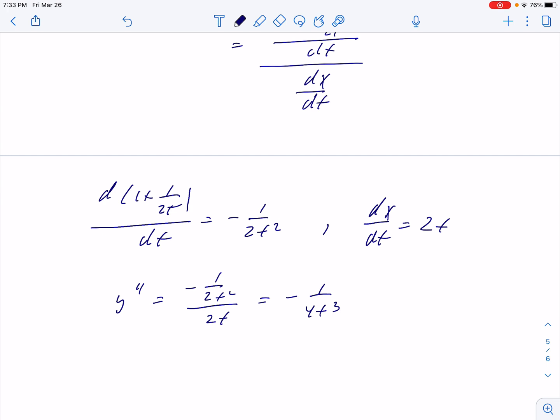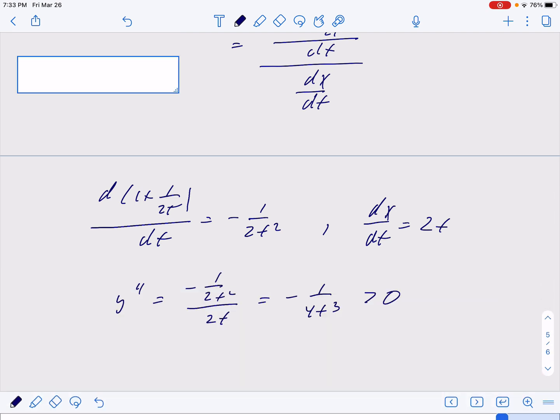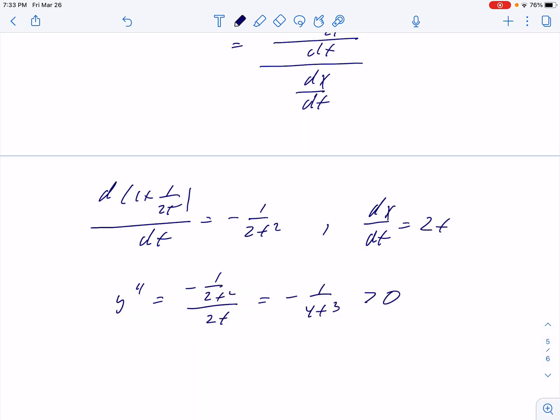And we want this to be positive. We have to solve this for t, find the inequality for t. If we multiply by negative 1 both sides, we have 1 over 4t cubed should be positive. Sorry, we have to switch the inequality. So this should be negative. And this corresponds to t negative.